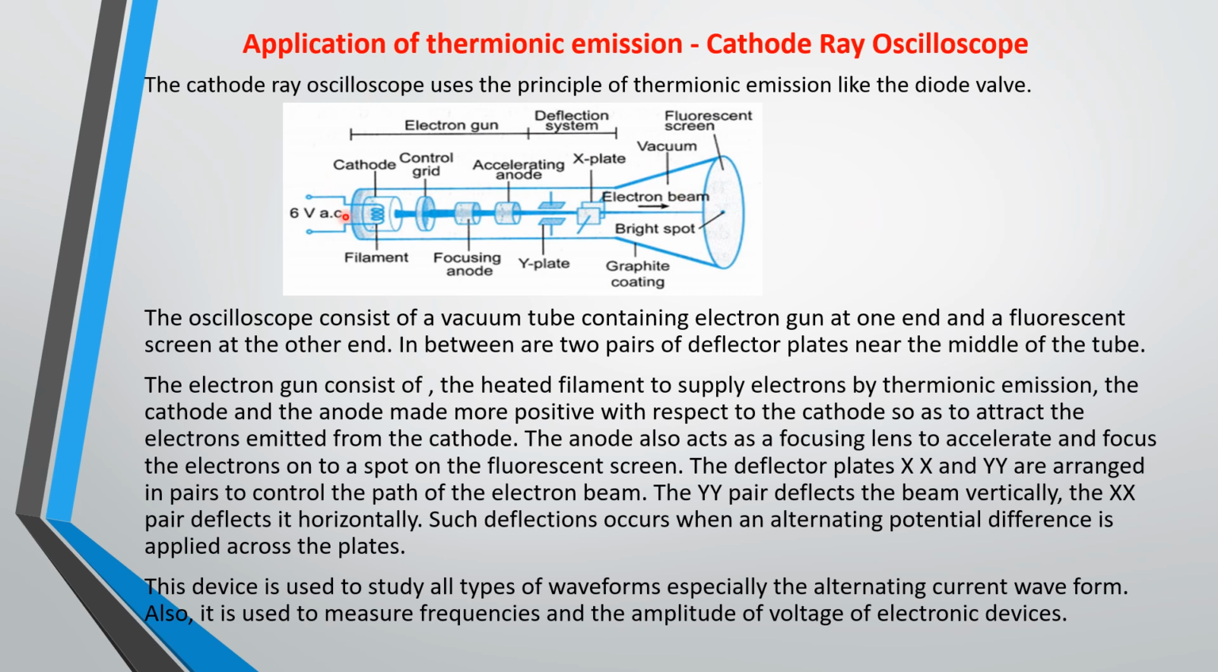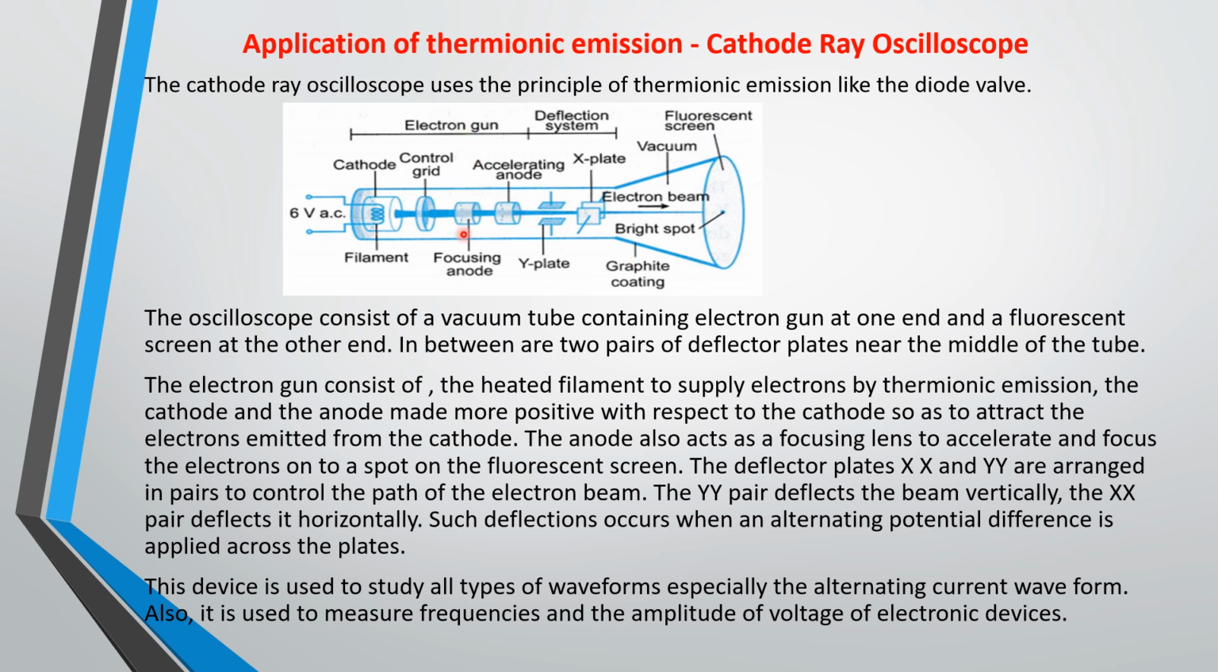Alright, so this is a picture of a cathode ray oscilloscope, and if you look at it, it has one end that is called the electron gun. It has in the middle a deflection system, then it has at the other end the fluorescence screen.